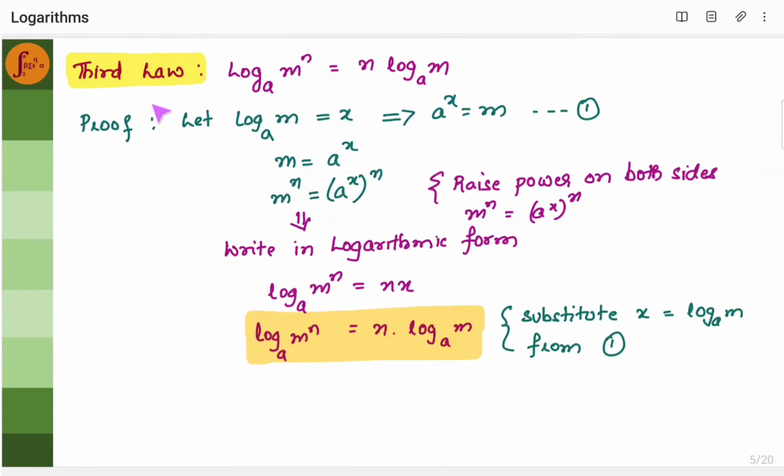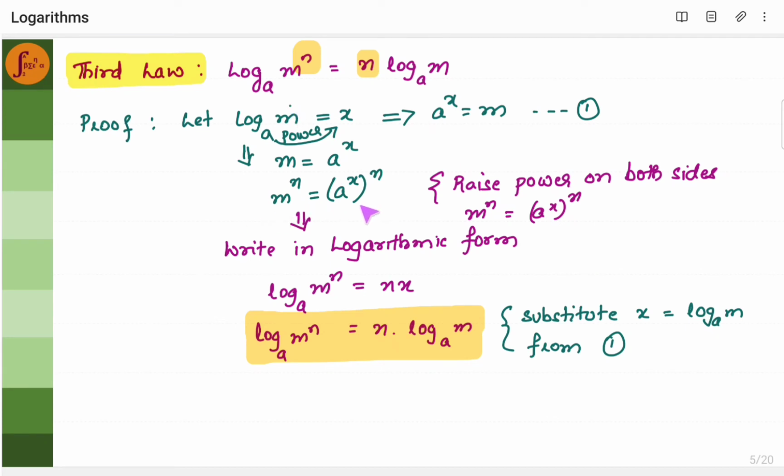Now, let's go to the third law. The third law states that log of m to the power n, to the base a, is n log m, right? Just look at this. The power n, you multiply that power with this log m. Now, let's derive this. Let's assume that log m is equal to x. Now, you write this in the exponential form. Take a to the power x, a to the power x is equal to m.